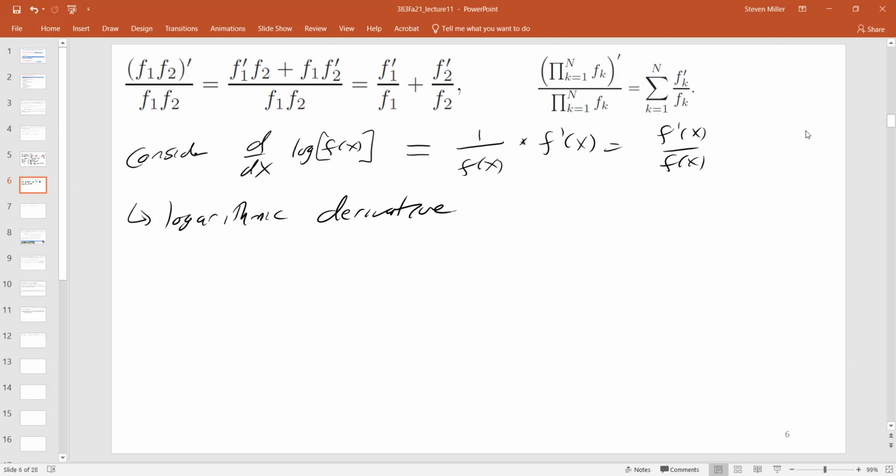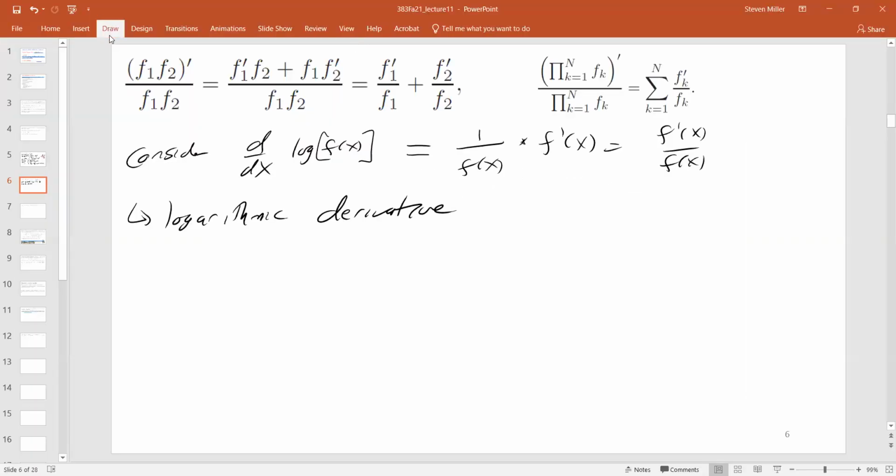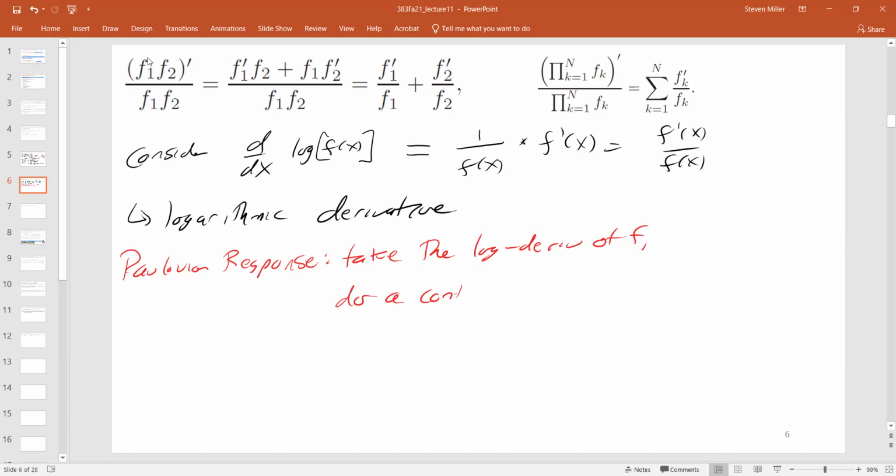Whenever you see a function in complex analysis, one of your Pavlovian responses should be: take the logarithmic derivative of f, and do a contour integral. We will see that there are a tremendous number of problems where this is a useful thing to do, and we can get a tremendous amount of information from something like this.